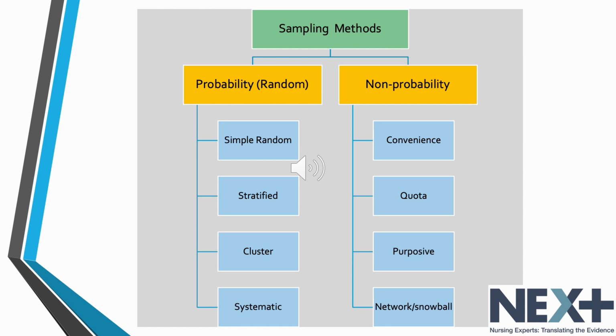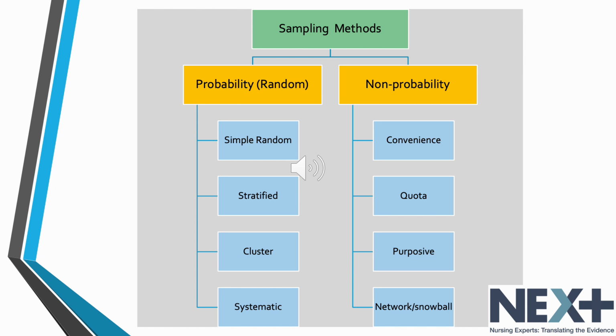Cluster sampling is done when the researcher divides the population into naturally occurring groups or clusters rather than sampling individuals. Systematic sampling is used when the researcher has a list and selects a specific interval to use until the sample size that they want to achieve is completed.